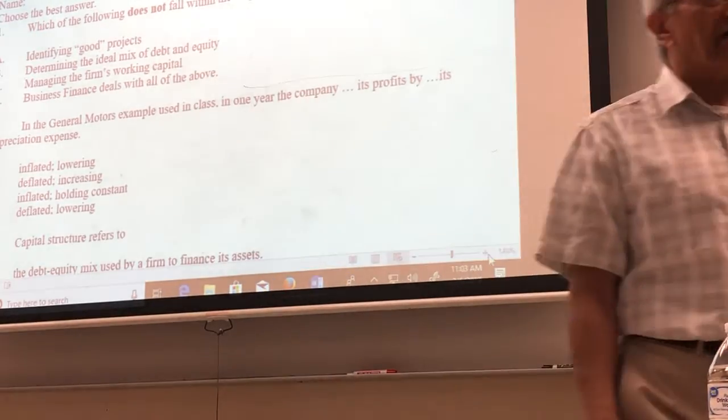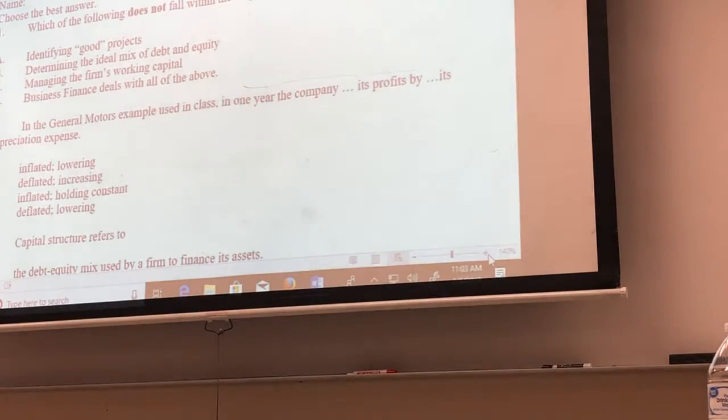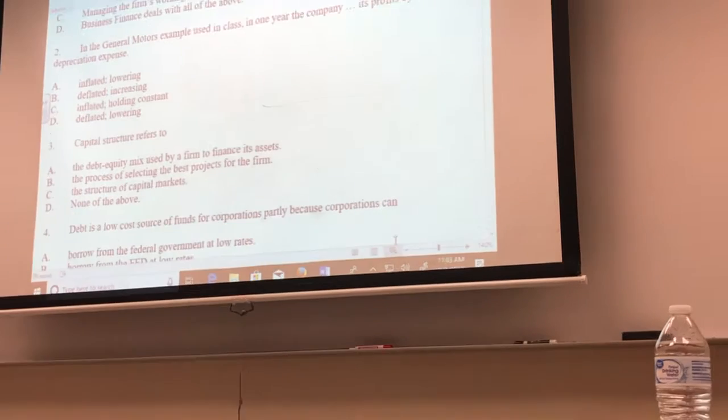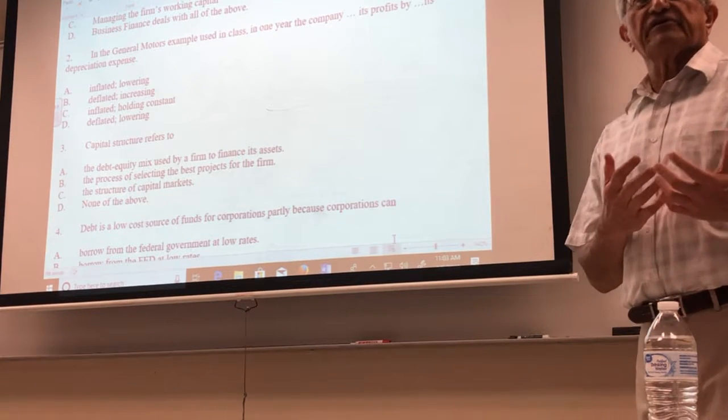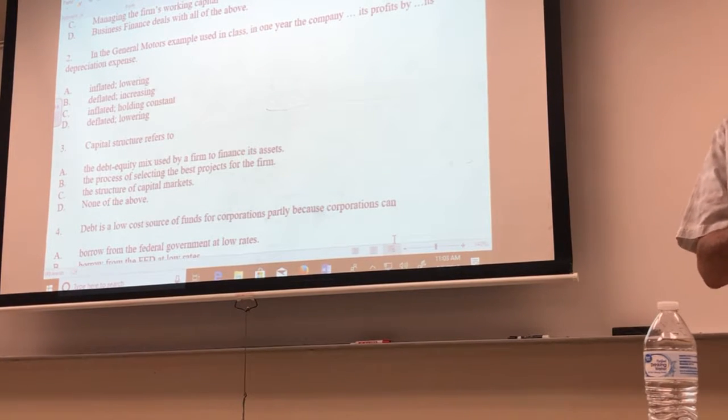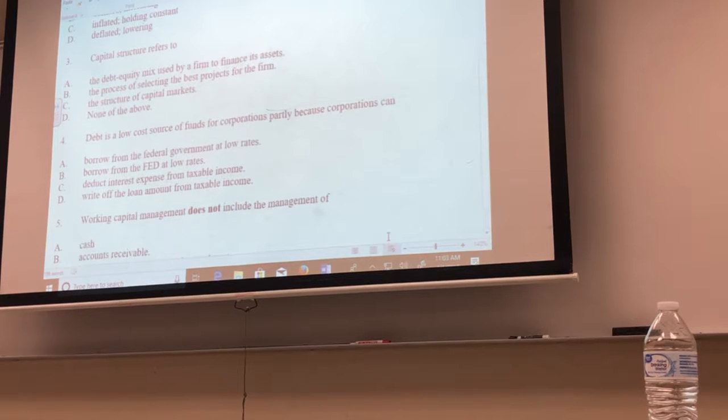Number 3, capital structure. As we said, the debt equity mix, the mix of debt and equity, what percent coming from lenders as opposed to coming from shareholders, that mix that helps finance your company's operations and assets is called your company's capital structure. Okay, number 3, A was the correct choice.